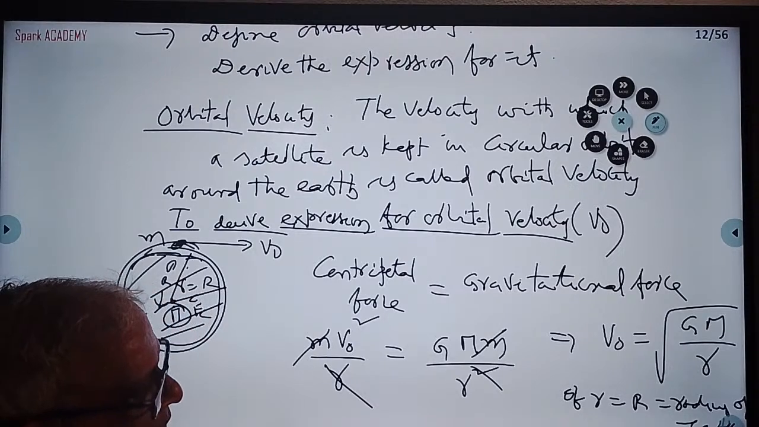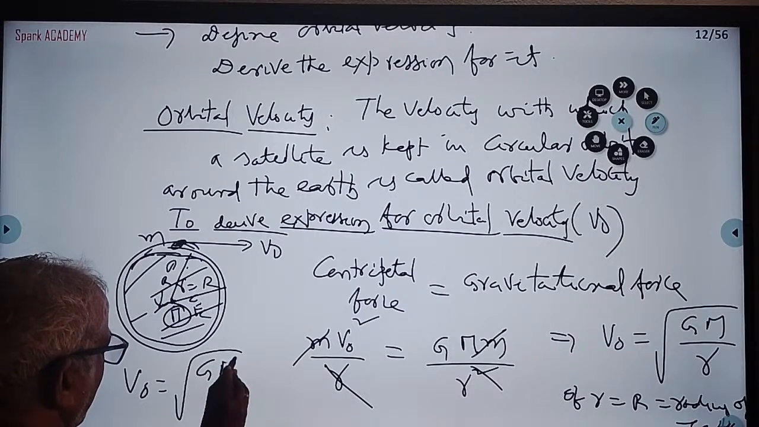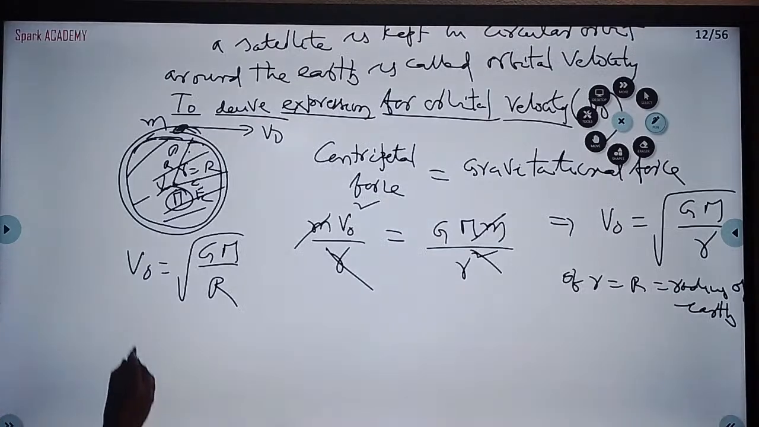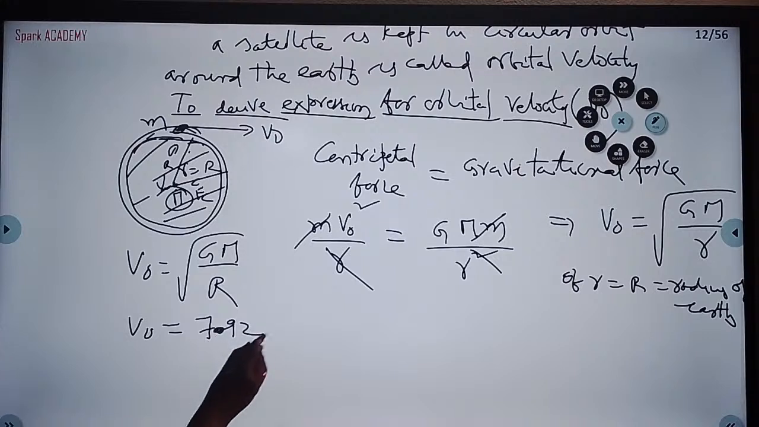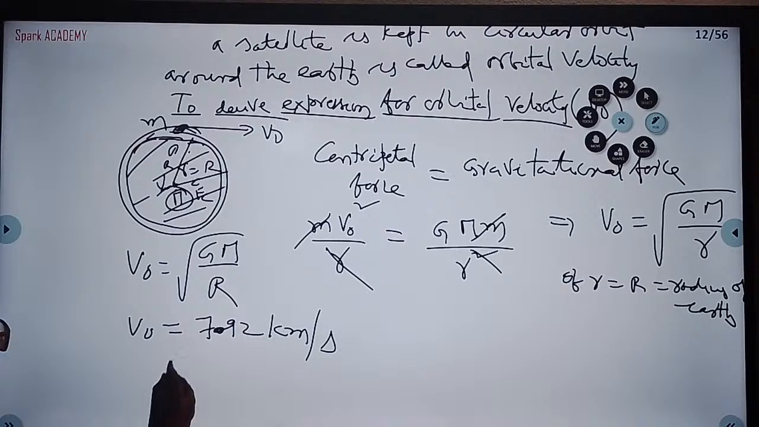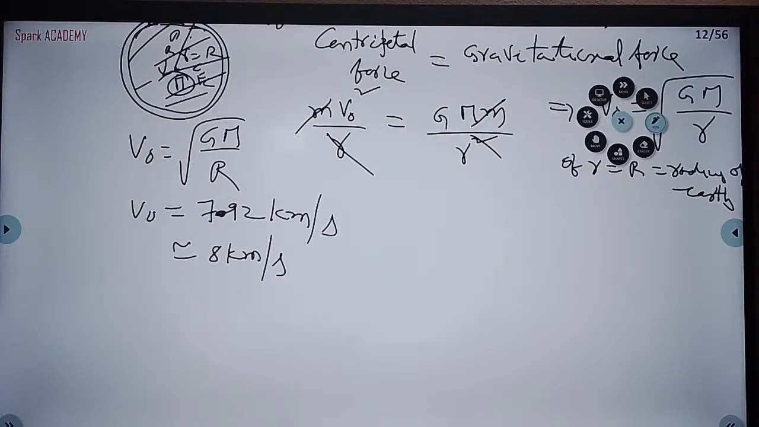Therefore, V0 will become under root Gm by R, since small r equal to capital R. So the value of V0 you will get is nothing but 7.92, very large, kilometer per second, or approximately 8 kilometer per second with respect to Earth. This is the expression for orbital velocity.